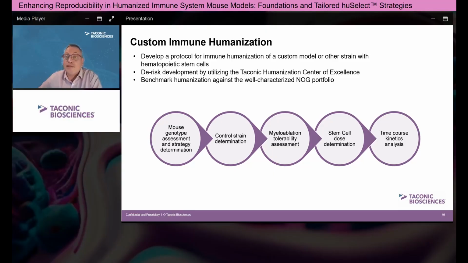What that looks like is everything from breeding and mouse genotyping, determining control strains, understanding what type of myeloablation is necessary for your specific model, how many stem cells are required to get sufficient engraftment, and then finally doing an analysis of the time course of that engraftment, as well as the types of cells that are present.